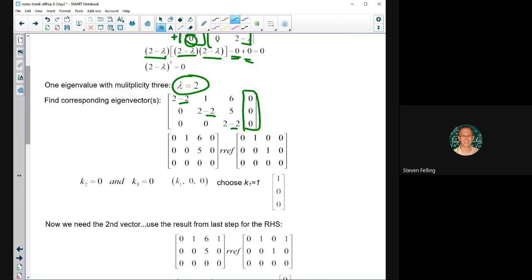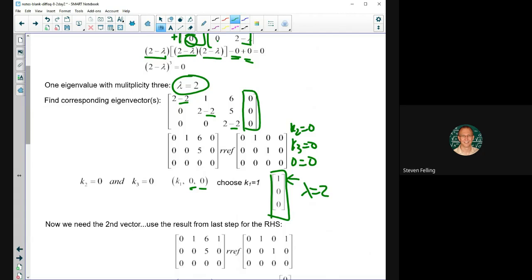Now this is interesting. It gives me that this equation is 0 equals 0. This equation is K3 equals 0, and this one is K2 equals 0, and K1 is really not specified anywhere. So what that means is that K3 and K2 have to be 0, but K1 can be anything other than 0. We can't have a vector of 0 length. So I can just choose 1 for K1 and then 0, 0. So 1, 0, 0 is our resulting vector, and this goes with λ = 2.